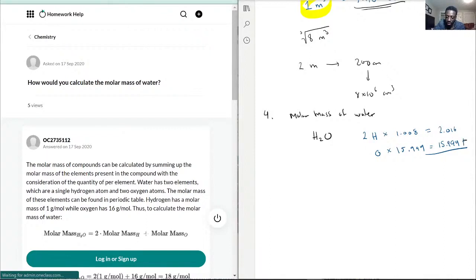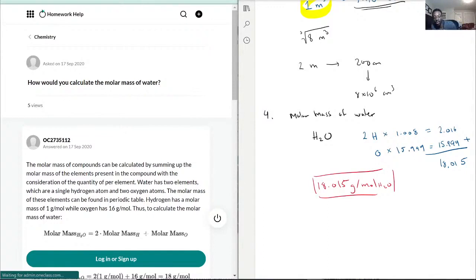Okay, sorry, that's not very good. We add these two together and we get 18.015. Okay, and actually this answer we get, that's our molar mass. So the molar mass of water is 18.015 grams per mole.